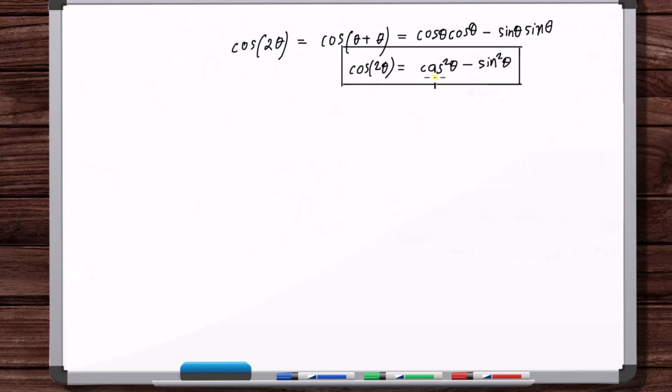Now, you can also come up with a couple of extra forms for the double angle of cosine by using the Pythagorean identity: sine squared theta plus cosine squared theta is equal to 1. We can substitute 1 minus sine squared theta for cosine squared theta. And so the result is cosine 2 theta is equal to 1 minus 2 sine squared theta.